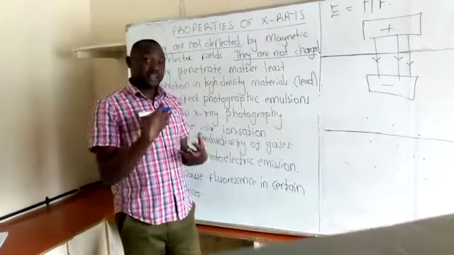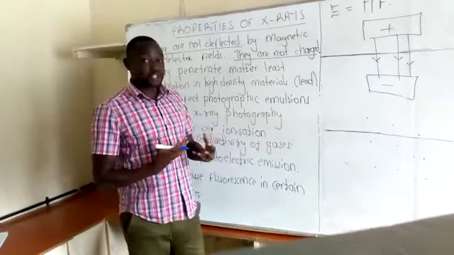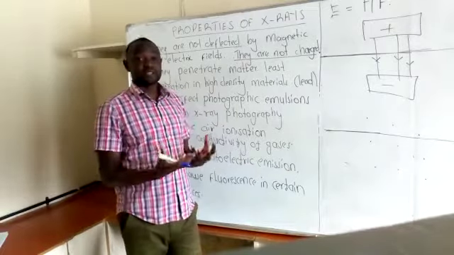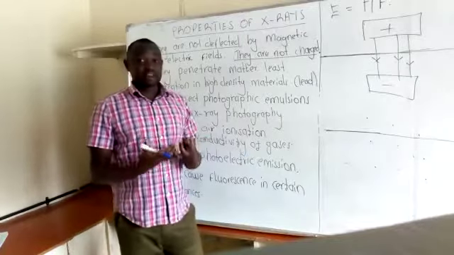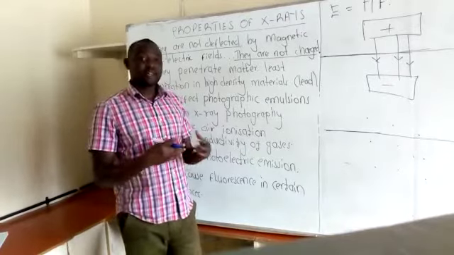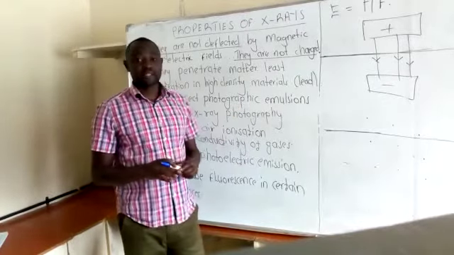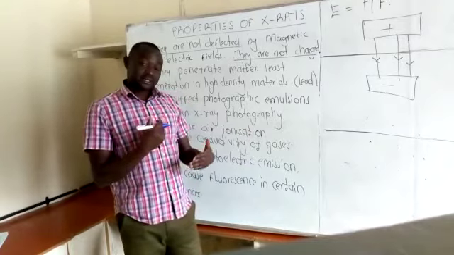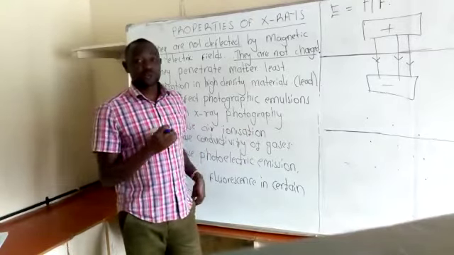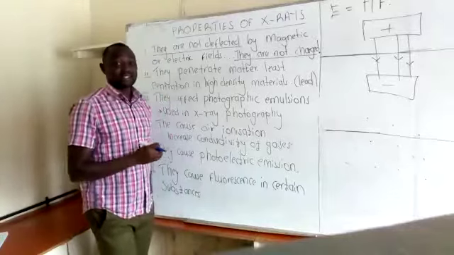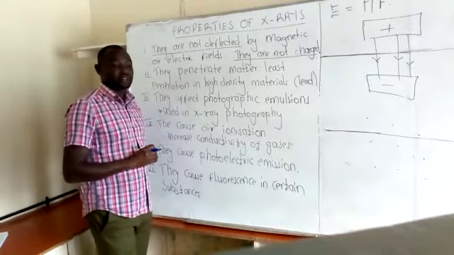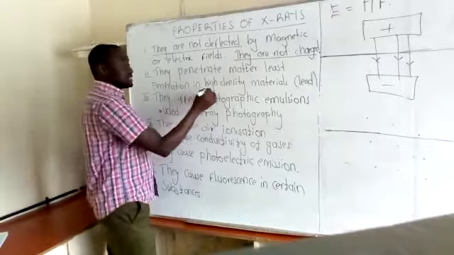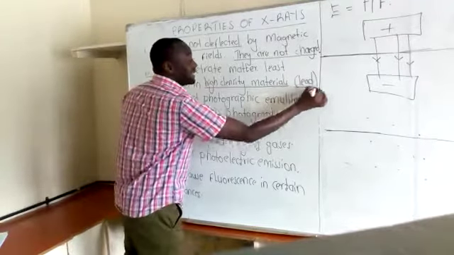And the magnitude of penetration depends on the density of the material. Materials that are very light in density, the X-rays are able to penetrate easily. And they are stopped by materials which have a very high density. That is, they have very low penetration in materials of very high density. That is, a material like lead.